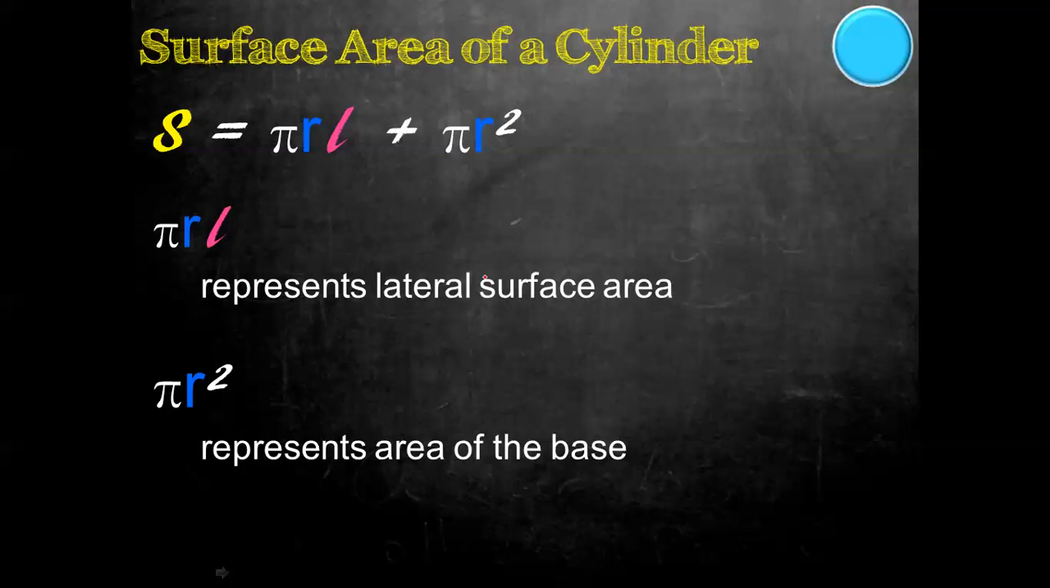If you were just going to find the lateral surface area, then you're going to use pi r l, just like the other formulas we talked about, where the first part finds the lateral surface area. So in this one, finding the lateral surface area is just pi r l. And then pi r squared represents the area of the base. Think about it, the base is a circle, and the area of a circle is pi r squared.